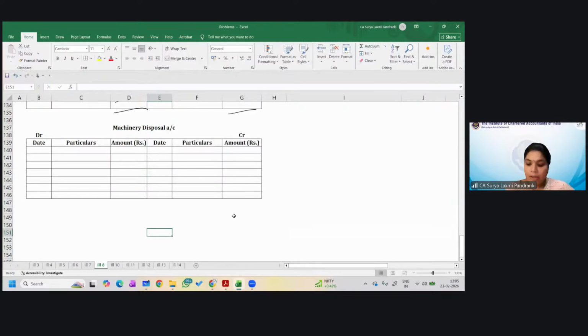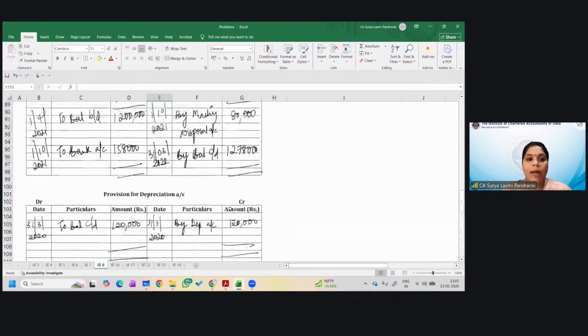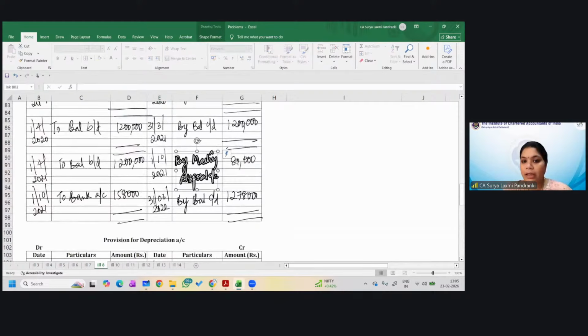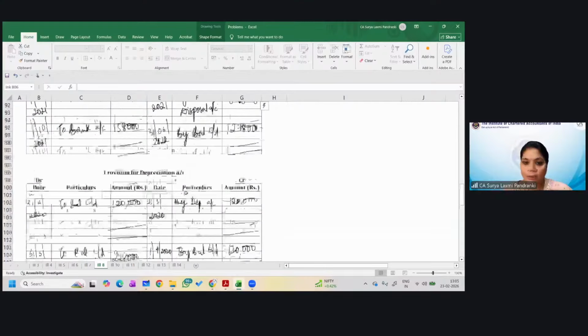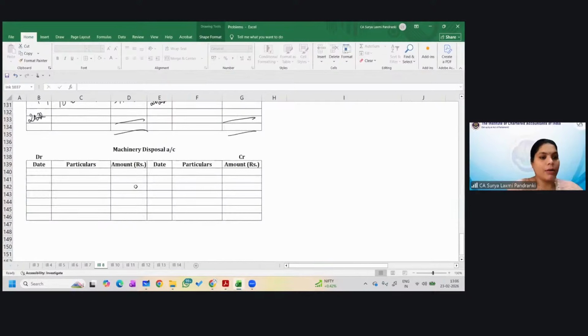Okay. Now, in this machinery disposal account, what has to be recorded? One is coming from this machinery account. The 80,000 cost has to come from here, and depreciation will come from here. Both will be recorded in this account, right?